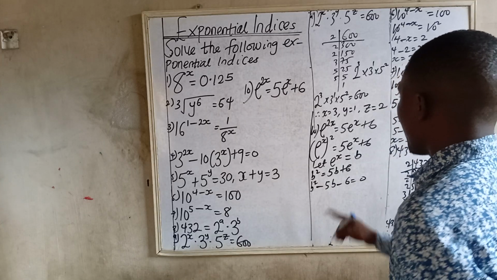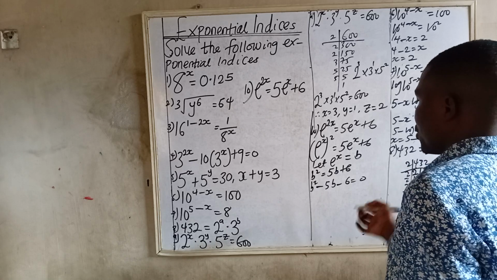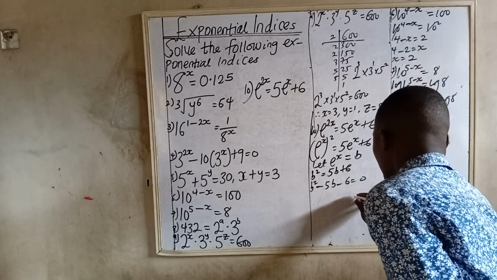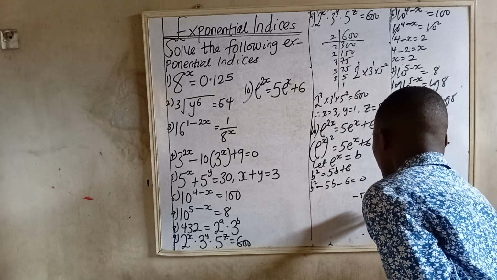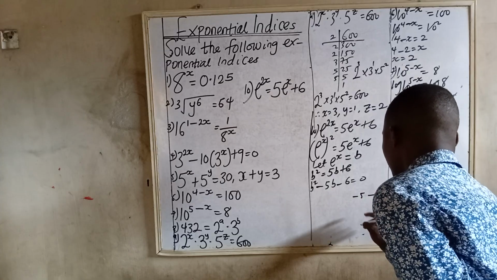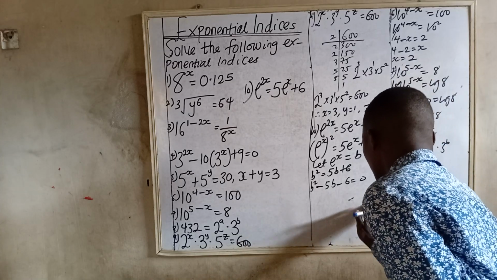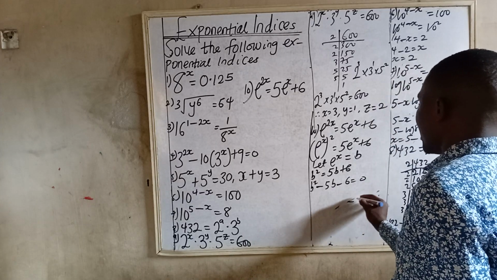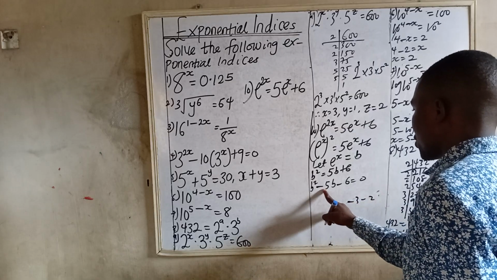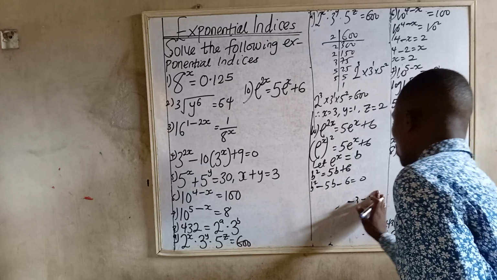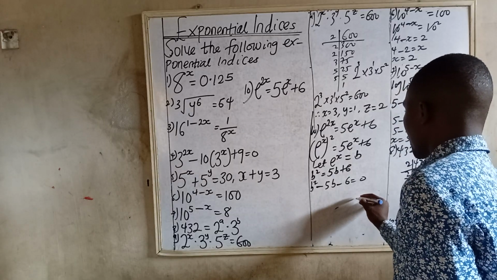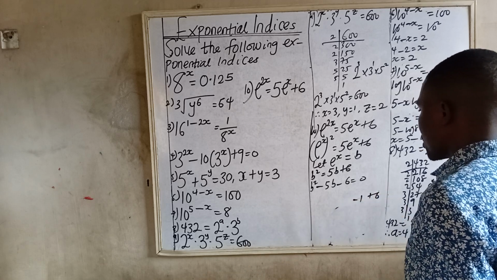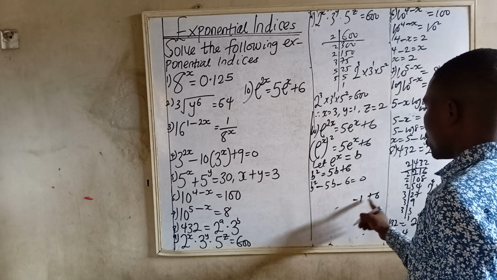Think of two numbers where when we multiply, we have minus 6, and when we add, we have minus 5. I think the numbers should be minus 5 and minus 1. So sorry, let's say minus 3 and minus 2. You have minus 5, but can it give us minus 6? No. So let's say minus 1 plus 6. Minus 1 plus 6.